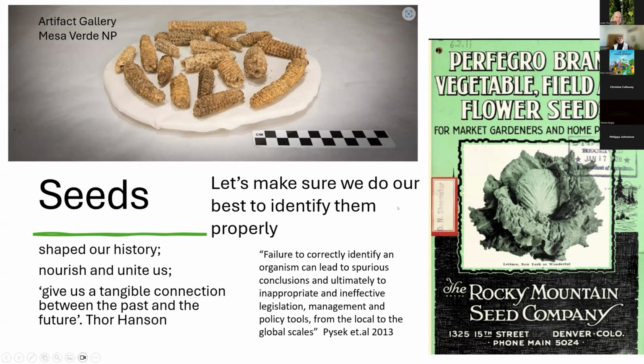And as I mentioned already, another author that I honor as well is someone who said failure to correctly identify an organism can lead to spurious conclusions and ultimately to inappropriate and ineffective legislation, management, and policy tools from local to global scales. So don't forget about the correct identity of the seeds that you're sharing with the community.